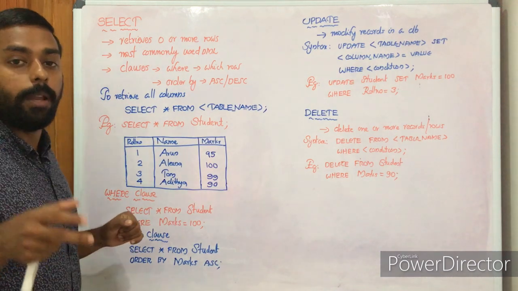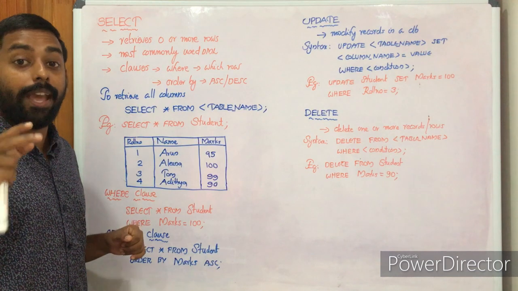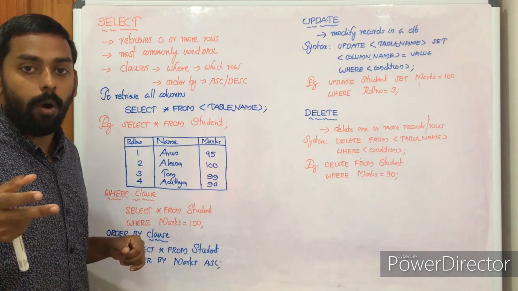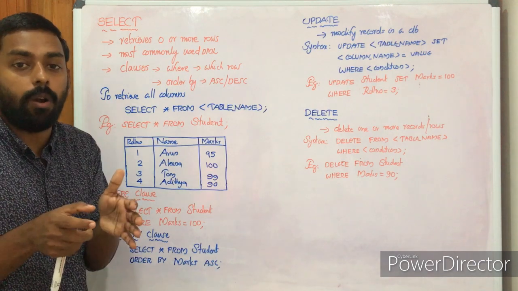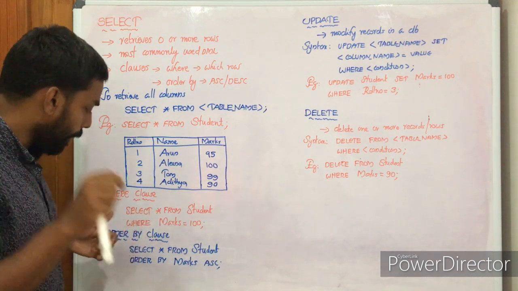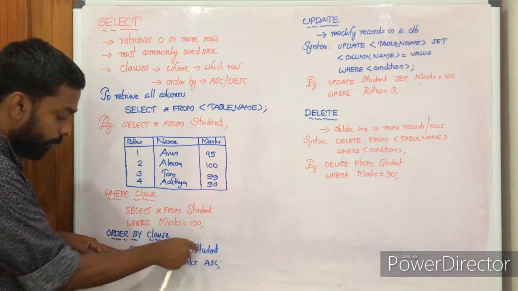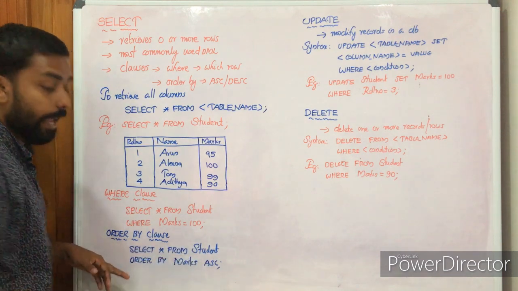Order by, we know order by means we have 2 orders. We are arranging the data in the table either as ascending or descending, either in increasing order or in decreasing order. Okay? So here also it is starting with what? Select star from student order by marks ASC.